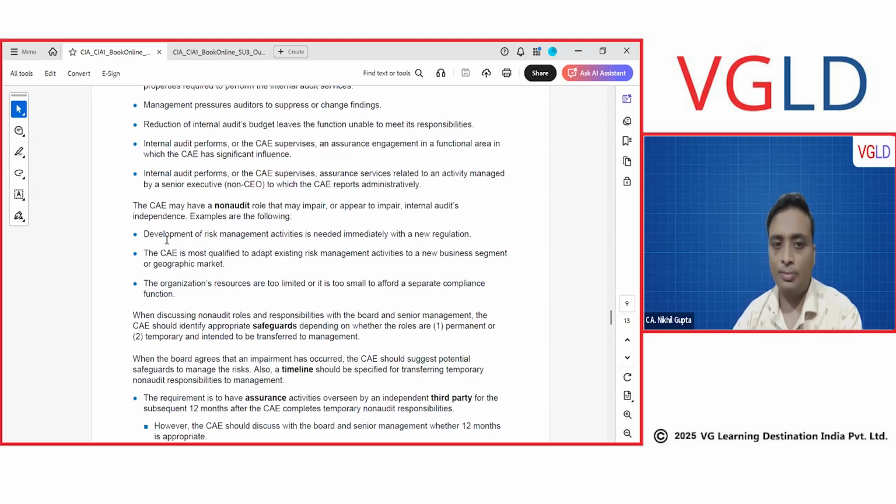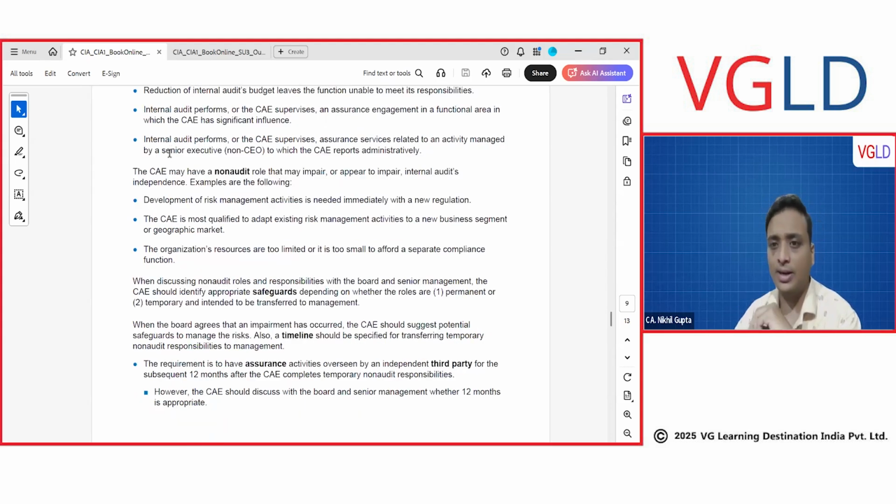Example: development of risk management activities is needed immediately with a new regulation. The CAE is most qualified to adapt existing risk management activities to a new business segment or geographic market. The organization's resources are too limited and it is too small to afford a separate compliance function. Sometimes in some organizations there is no separate IC team, which is called the internal control team, because of budget constraints, which might sometimes impair the independence as well.